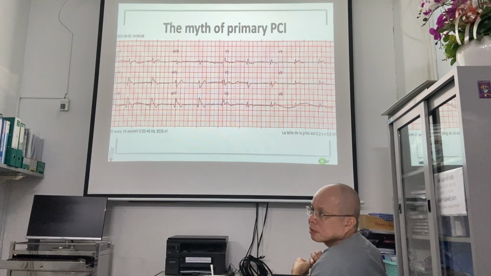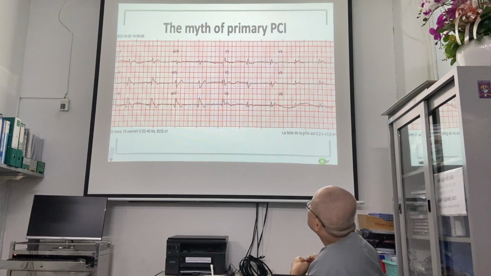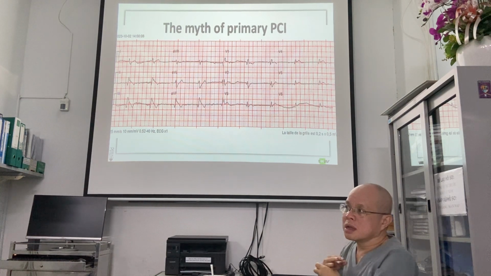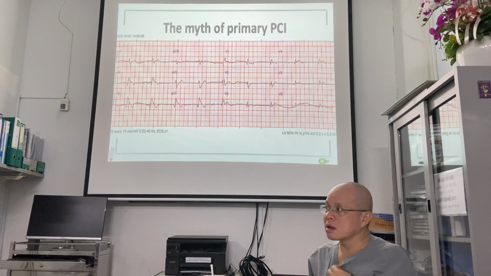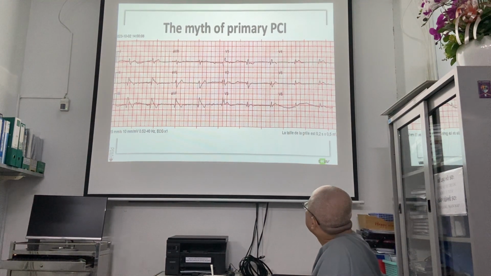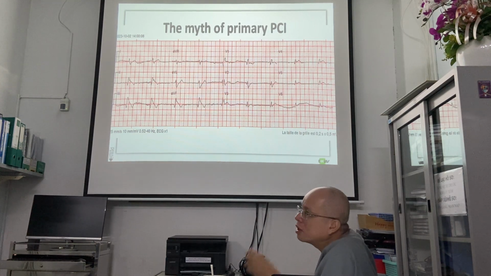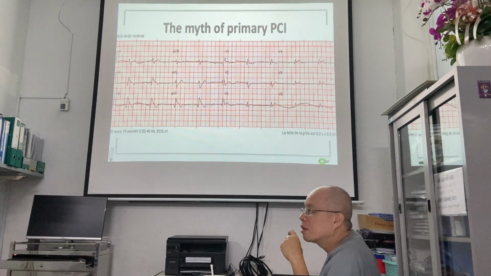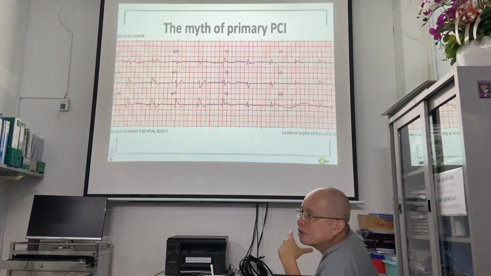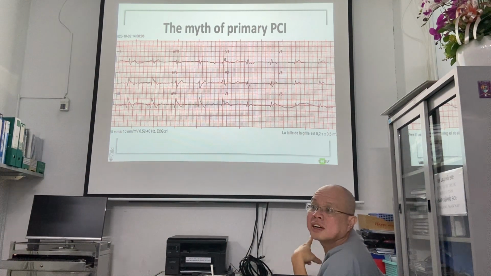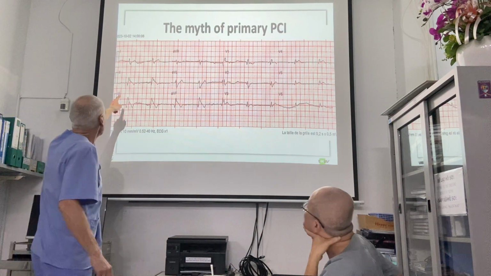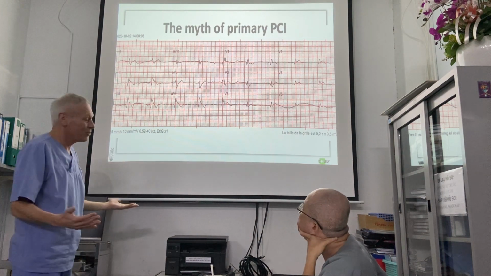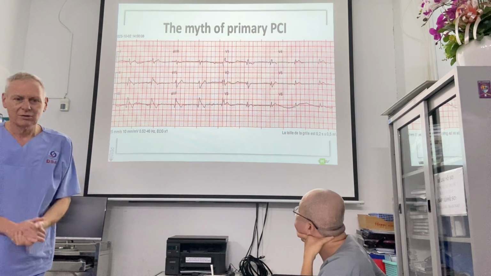So when we have right bundle branch block in anterior MI, what does that mean? Because the septum in 80% of cases is perfused by the first septal, which perfuses the right bundle. So this would mean that we have a very proximal LAD occlusion. That fascicular block, yes, but then we have this ST elevation. If you look at this, it looks like inferior MI. It's very strange, no?